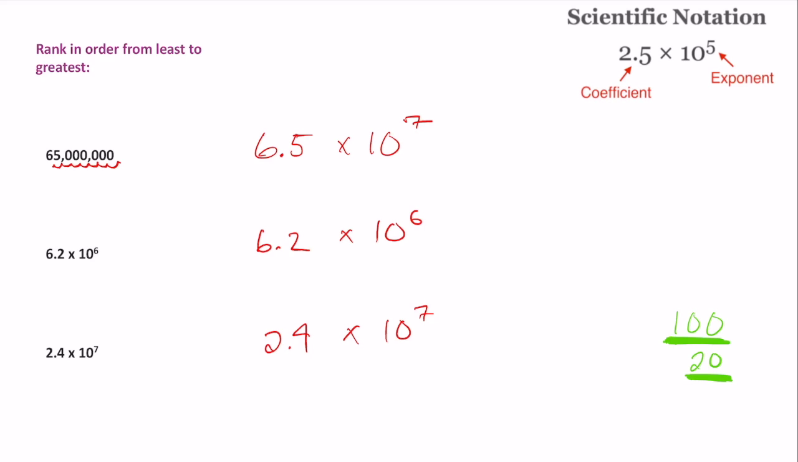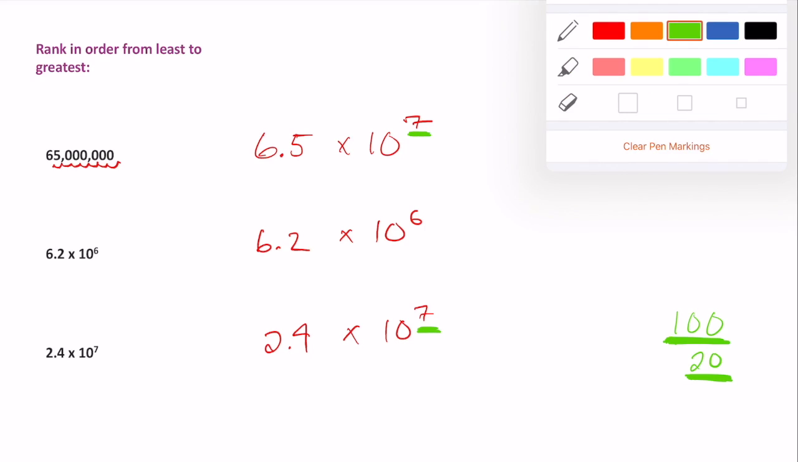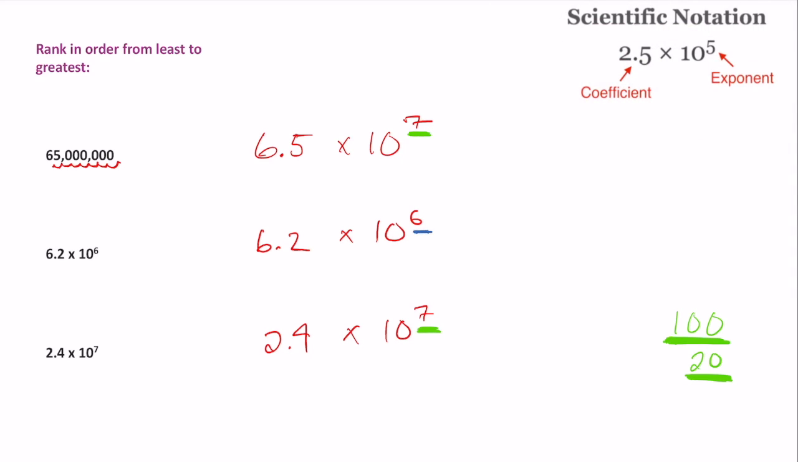So if we look over here, we're moving 7 places over here and 7 places over here, and then 6. So we know that the first number and the third number are going to be bigger than this middle number. We know that this has to be the smallest. And notice I did not even look at the coefficient yet. I know first by looking at the exponents that anything to the 7th power has to be bigger than anything to the 6th power. Okay, now, so we know that's the smallest.